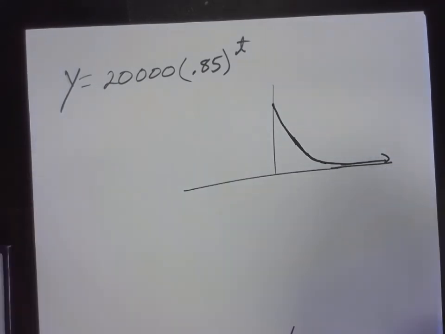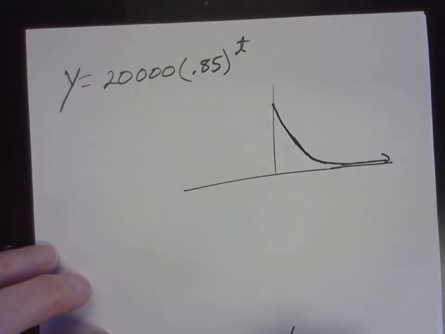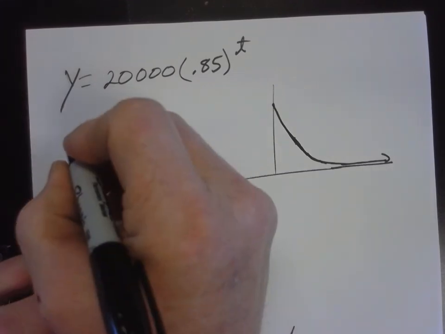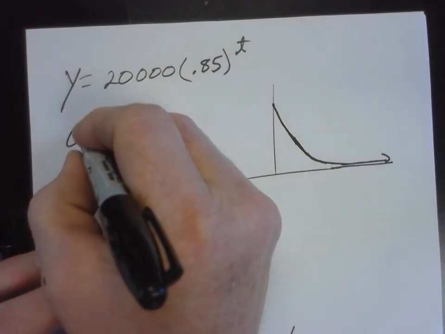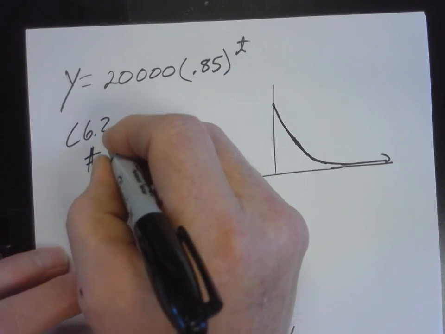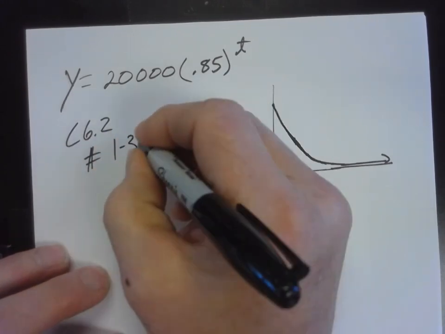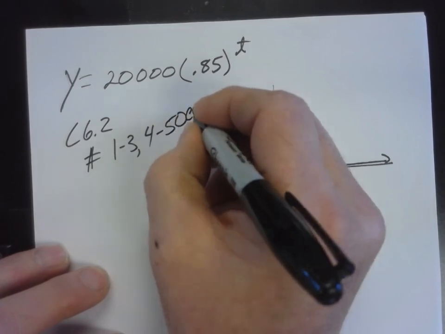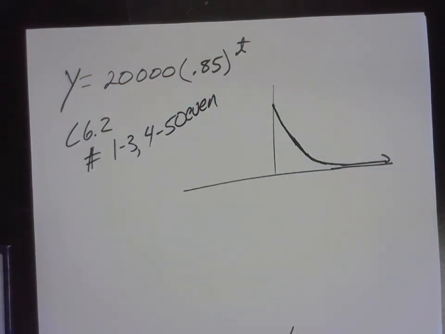So I hope this is making sense. Okay? So I want you to work on these problems. This is chapter 6.2. Let's do numbers 1 to 3 and then 4 to 50, the even. Let's get started on that today.